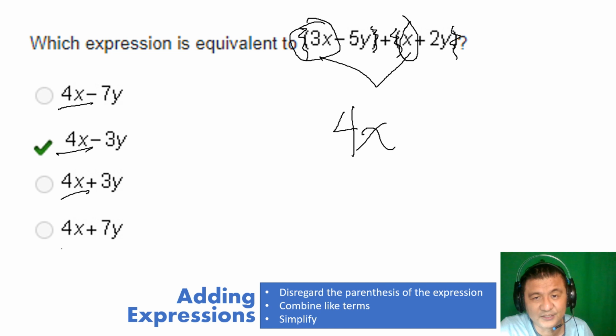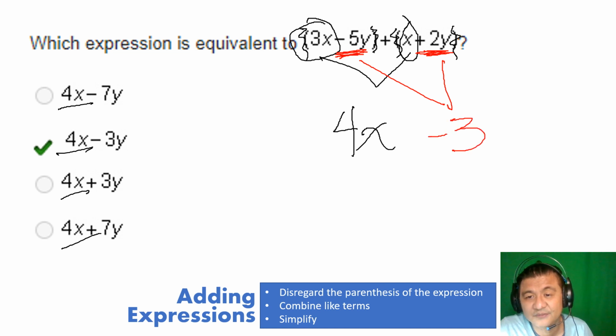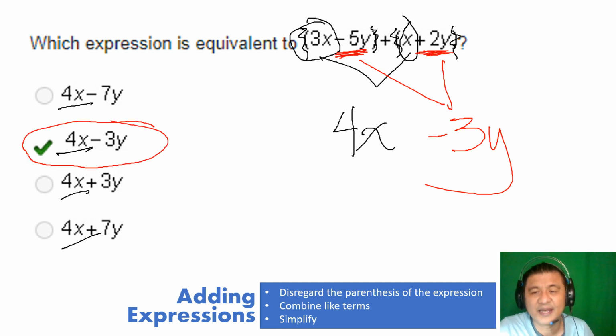Okay, so it's still hard to choose. So I think the second term will determine the answer. Negative 5y and positive 2y. Different signs subtract. That's a negative 3y. Where is that? This is the correct answer. See? It's easy to add.